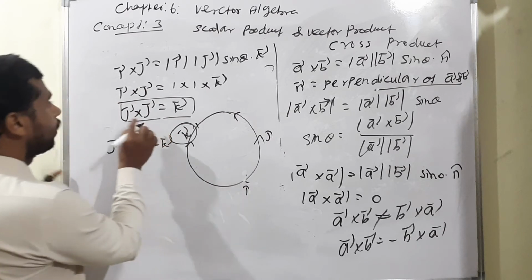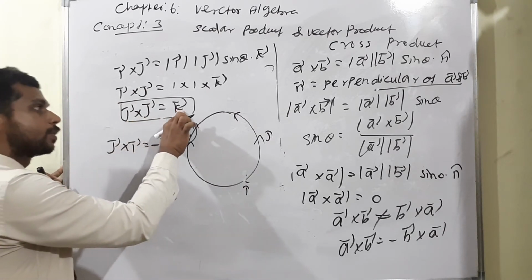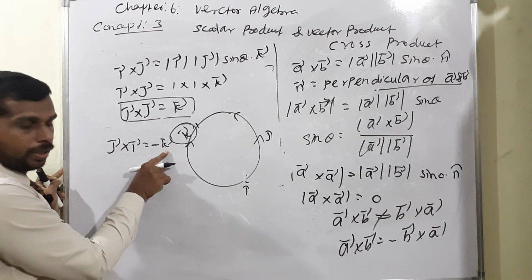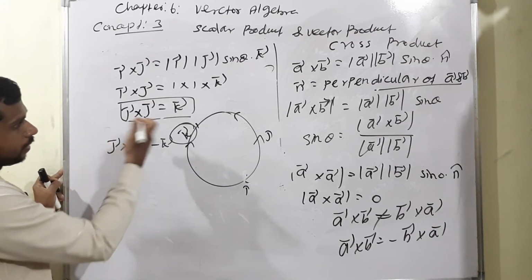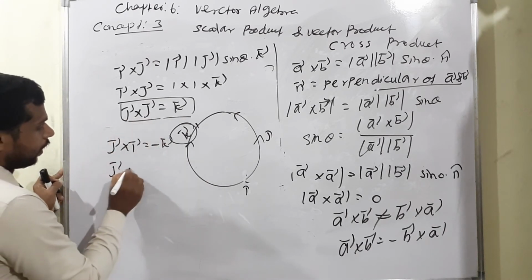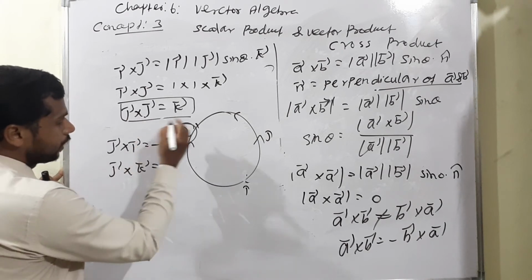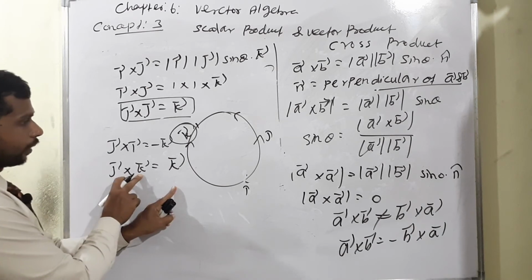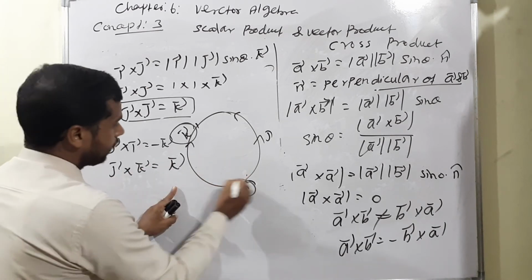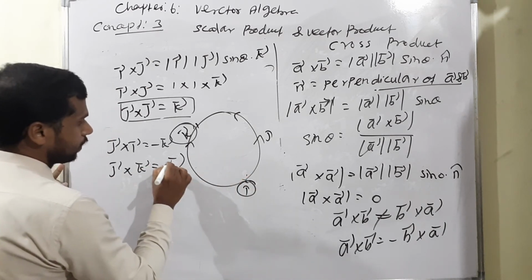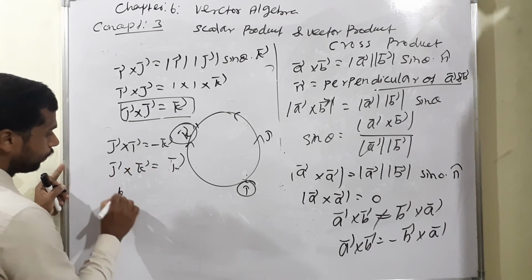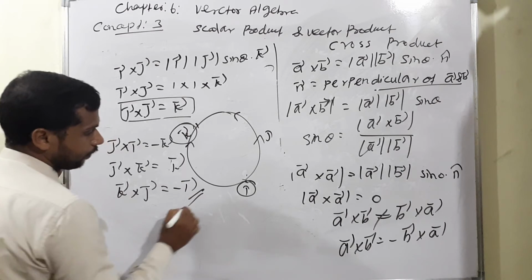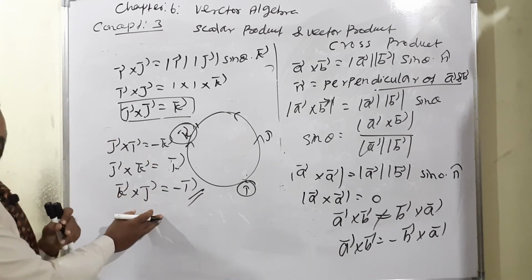That's why I consider I vector cross J vector as positive K vector. J vector cross I vector is equal to negative K vector. Similarly, we can write the next one also. J vector cross K vector, what will the answer be? I vector will come, and this is considered for I vector. Therefore, K vector cross J vector is definitely minus I vector. This is also one of the important terms.